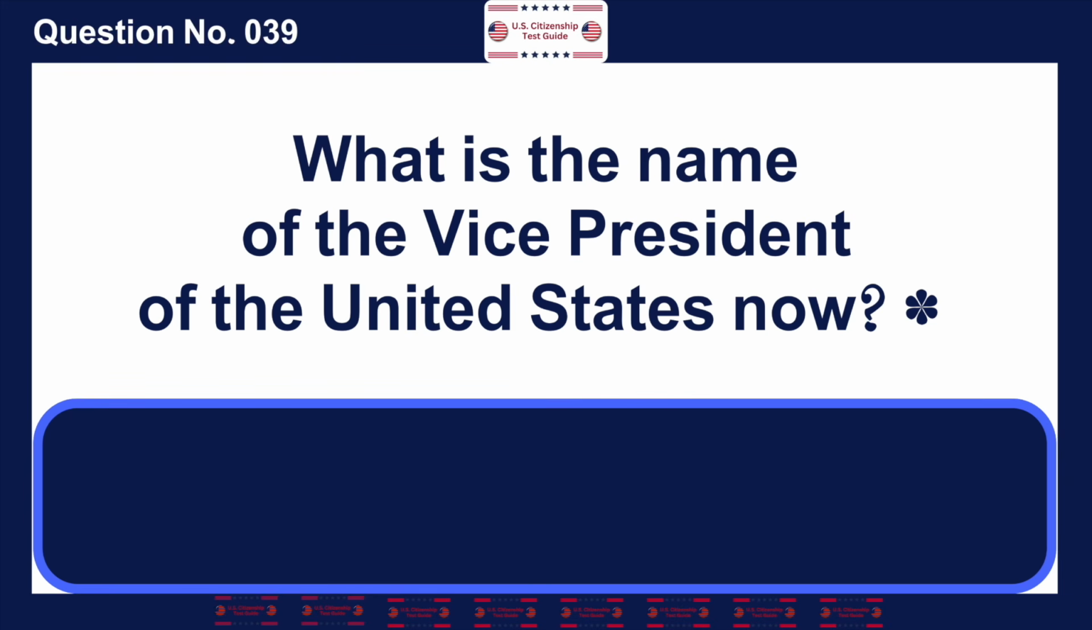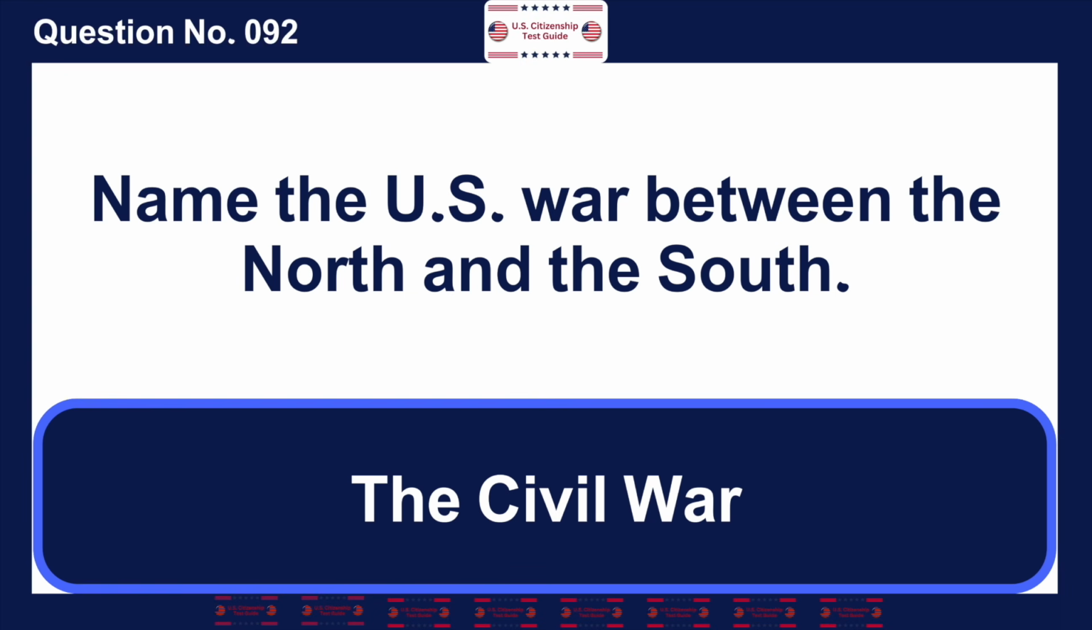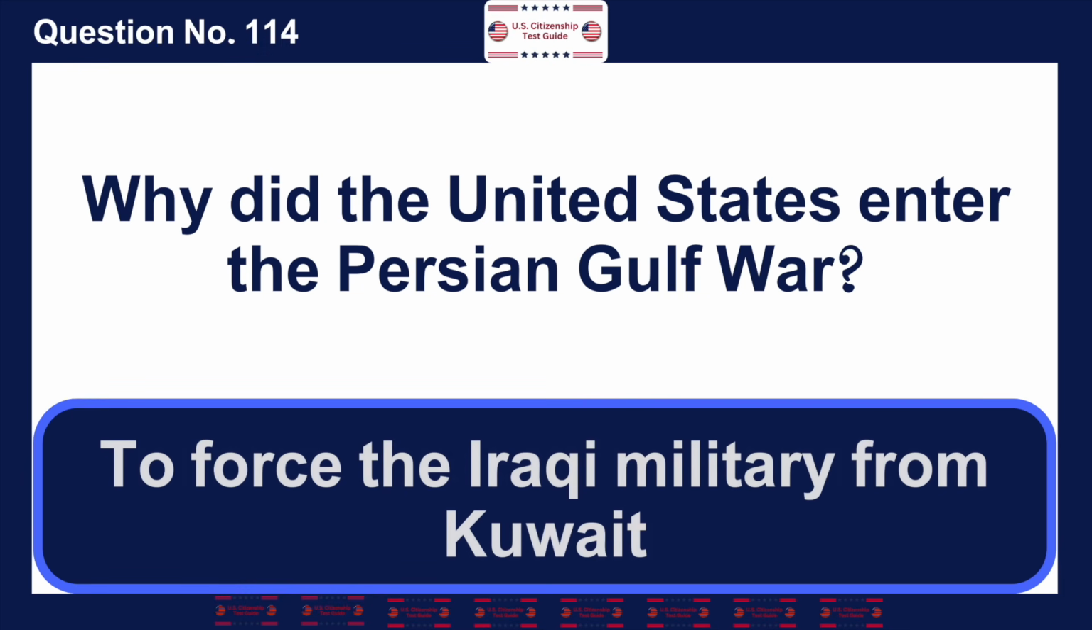What is the name of the Vice President of the United States now? J.D. Vance. Name the U.S. war between the North and the South. The Civil War. Why did the United States enter the Persian Gulf War? To force the Iraqi military from Kuwait.